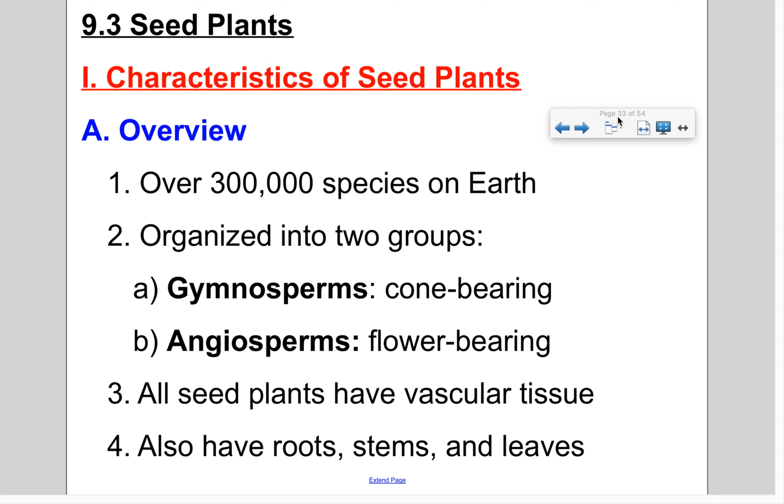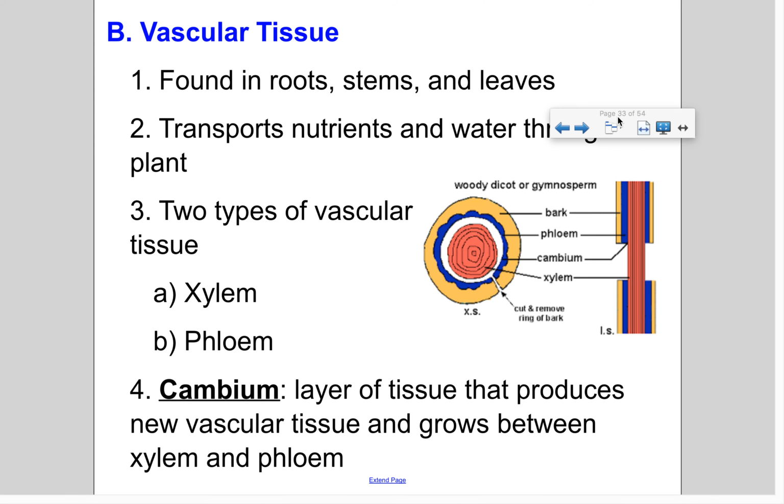Now, all seed plants have vascular tissue, and they also have roots, stems, and leaves. Remember with the mosses, liverworts, and hornworts, they don't have true roots. They don't have true leaves. Okay, so just keep in mind that these are characteristics that are common in all seed plants. Vascular tissue, roots, stems, leaves. And of course, seeds.